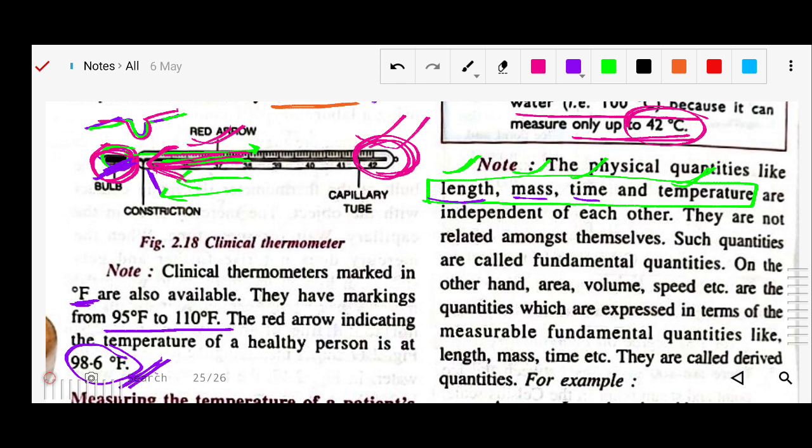Such quantities are called fundamental quantities. The reason is that length, mass, time and temperature are not related to or dependent on each other. That's why they are called fundamental quantities. On the other hand, area, volume, speed, etc. are quantities which are expressed in terms of measurable fundamental quantities like length, mass, time, etc. They are called derived quantities.